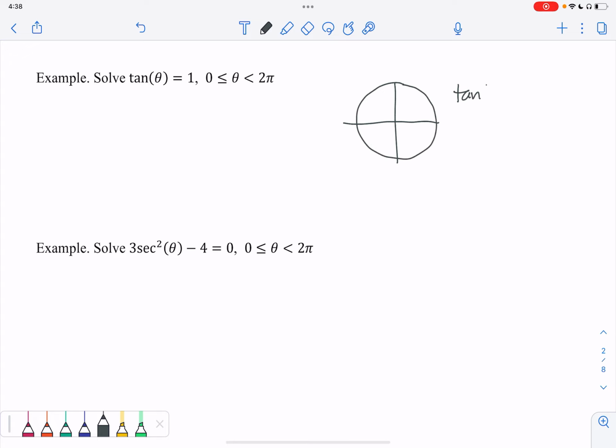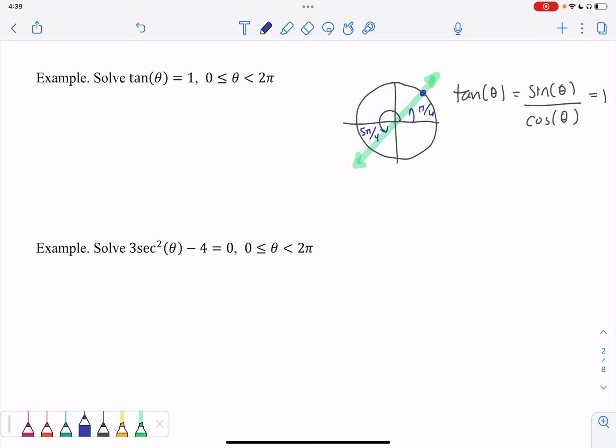Well, our quotient identity tells me that tangent of theta is sine of theta over cosine of theta. And so if I want this to be 1, then that is where sine of theta and cosine of theta are the same. They have to match. Well, I know that they are exactly the same along the line y equals x. Okay, and those two angles are going to be at pi/4 and 5 pi/4.